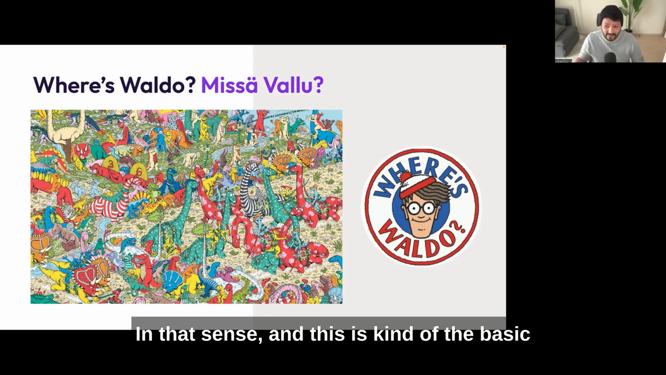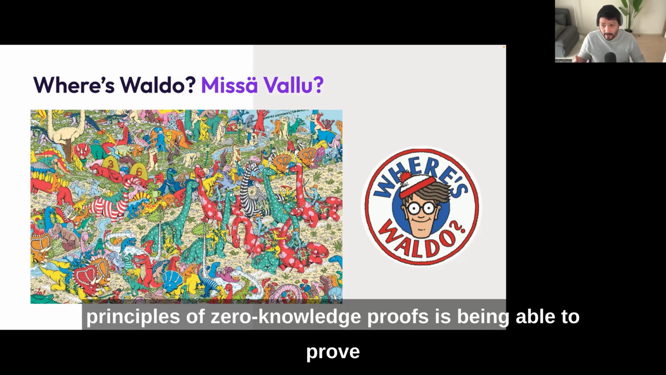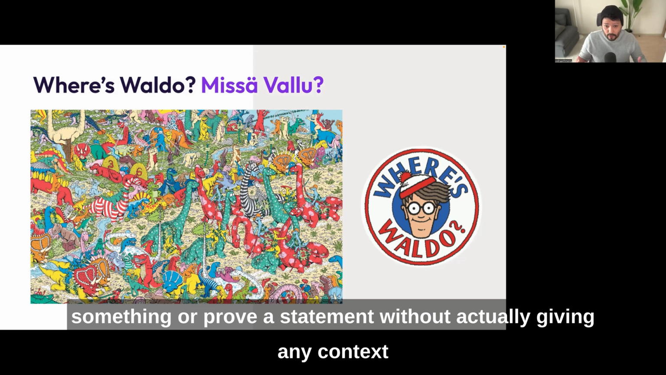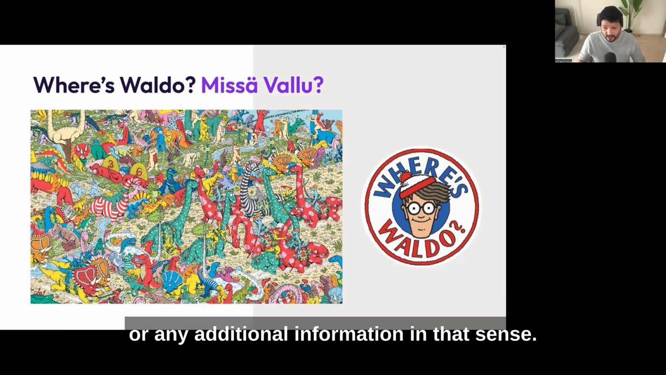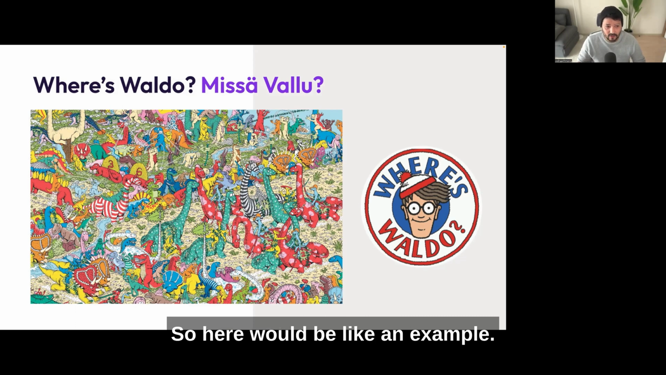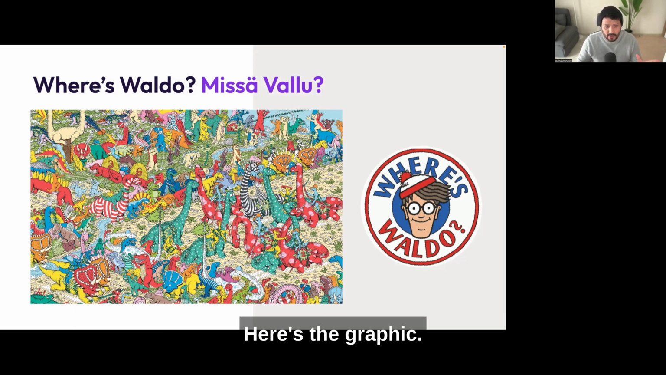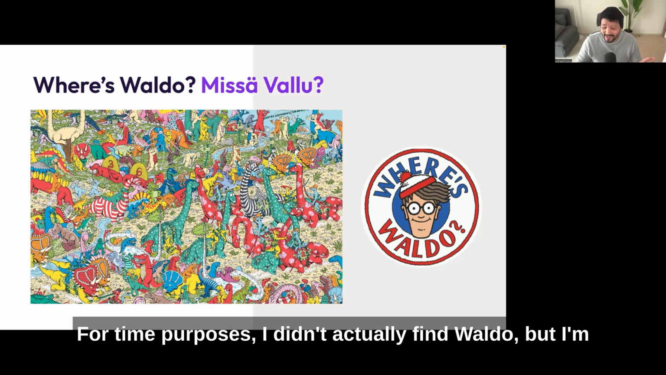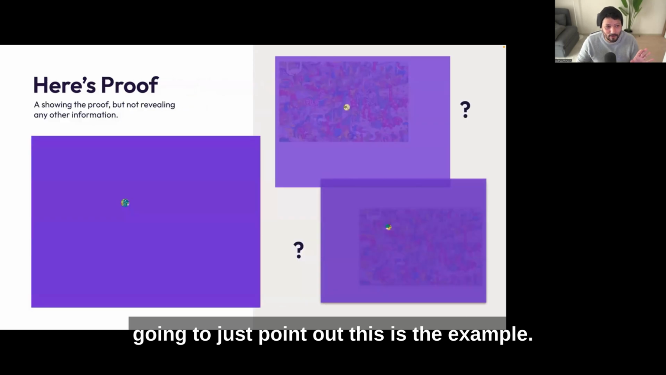And this is kind of the basic principles of zero knowledge proofs: being able to prove a statement without actually giving any context or any additional information. So here would be an example. Here's the graphic. I don't know where Waldo is. For time purposes, I didn't actually find Waldo, but I'm going to just point out this is the example.